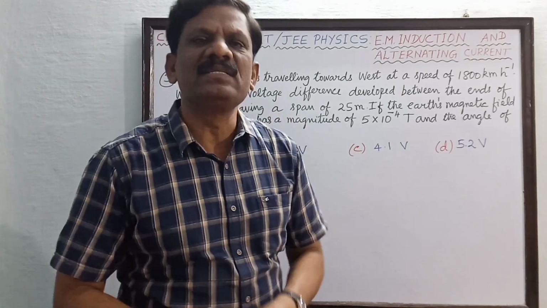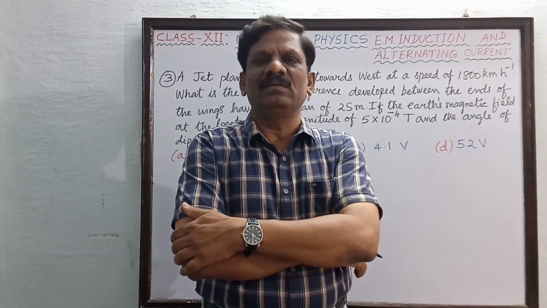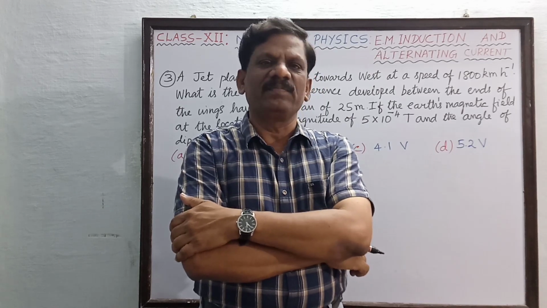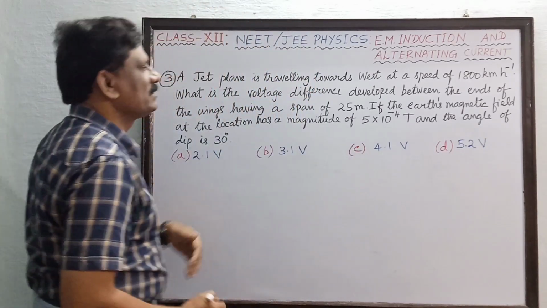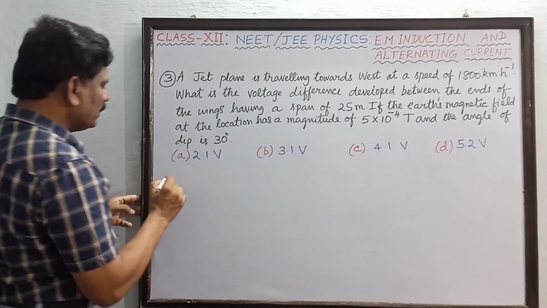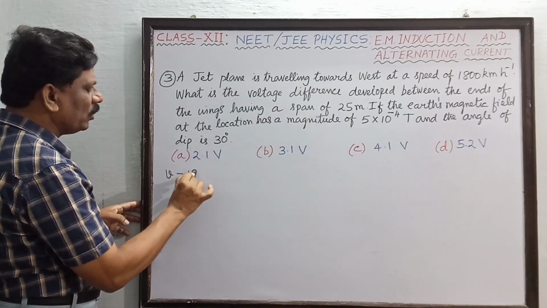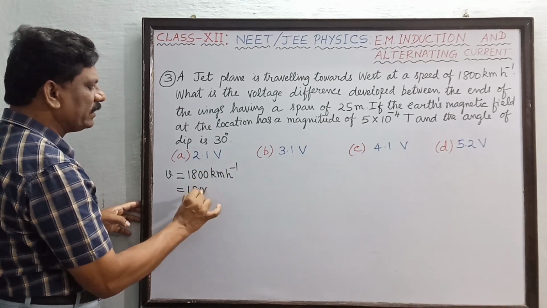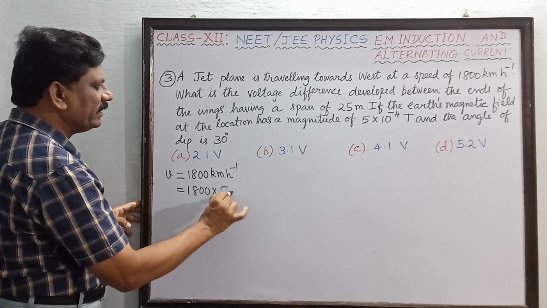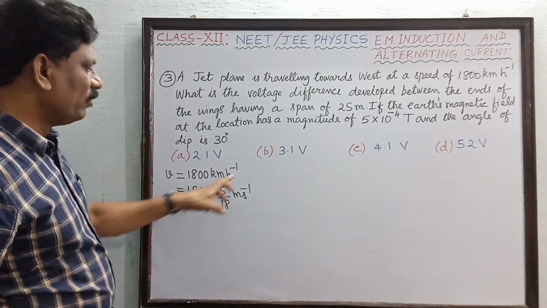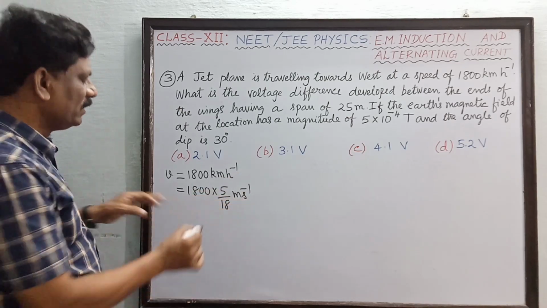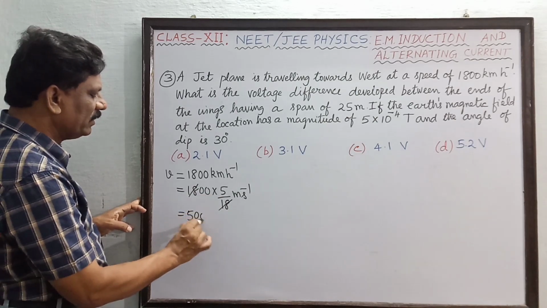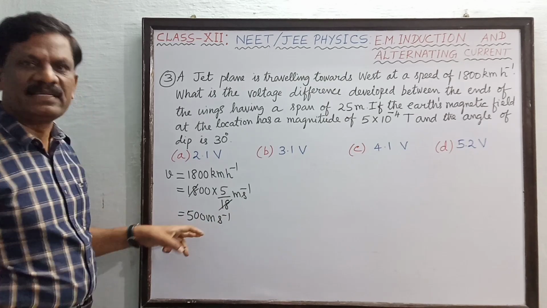Though this problem appears to be very direct and simple, there is a small hitch in it. So we have to understand carefully. First, I will write all the given quantities. The speed V is equal to 1800 km per hour, which is equal to 1800 into 5 by 18 meter per second. So kilometer per hour is converted into meter per second. This 18 and 18 get cancelled, so this is equal to 500 meters per second in SI unit.